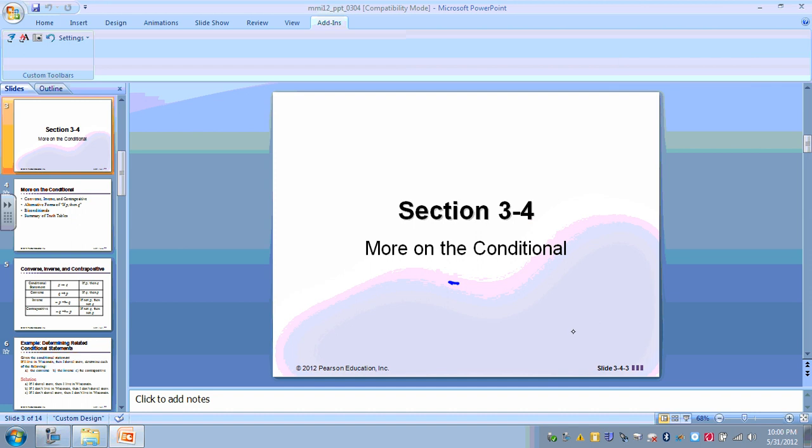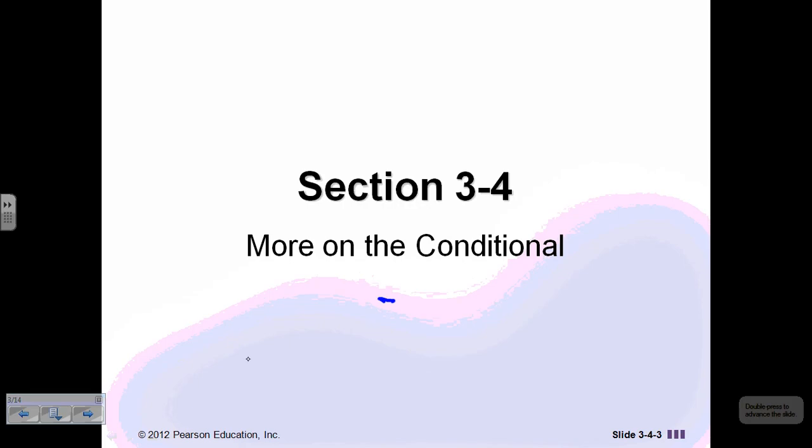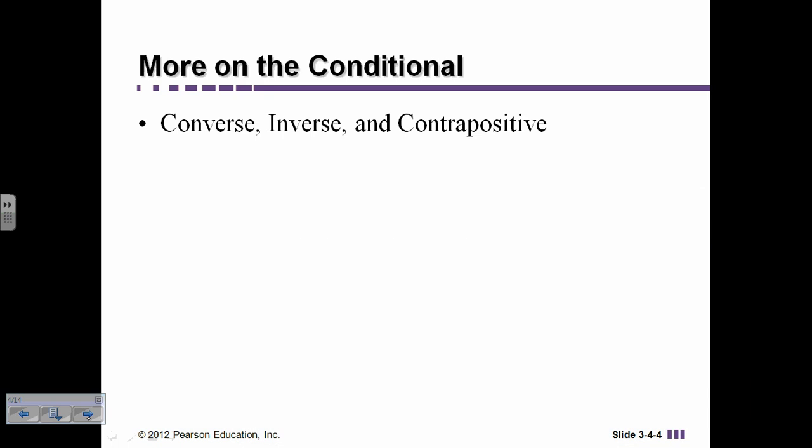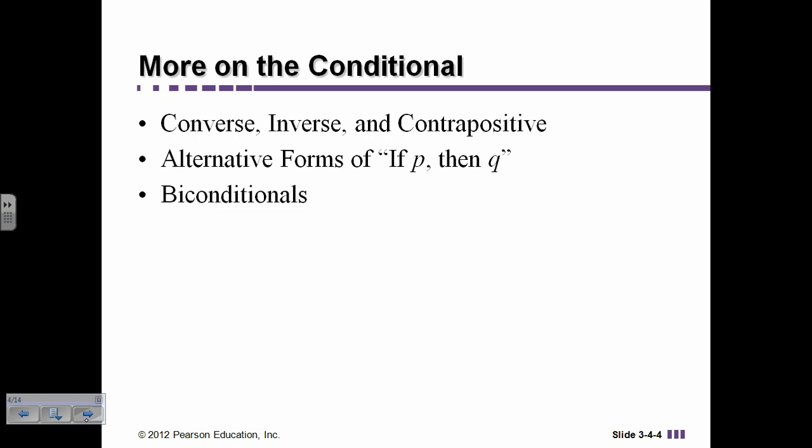So today we're going to talk some more about conditional statements, and we're going to be looking at section 3-4. Some of the topics that we're going to be going over are converse, inverse, and contrapositive, which are different ways of rewriting conditional statements. We're going to be talking about alternative forms, meaning different ways besides using the words if and then. We're going to talk about biconditional statements, and we're going to talk about just summarizing some of the truth tables that we've learned.